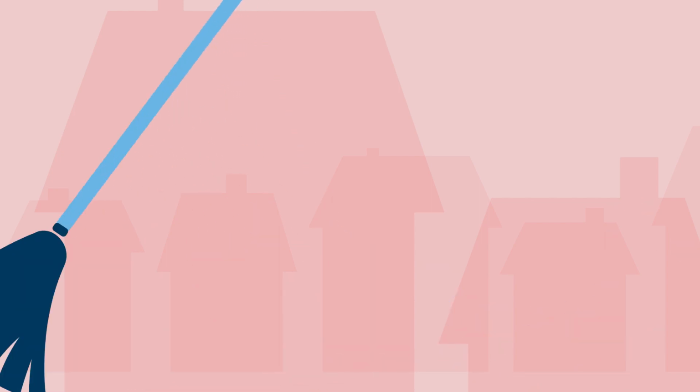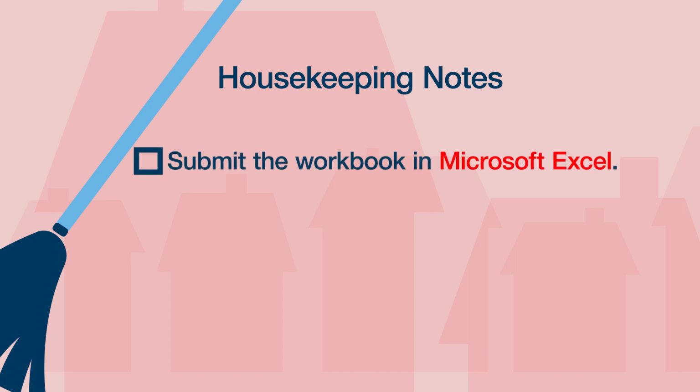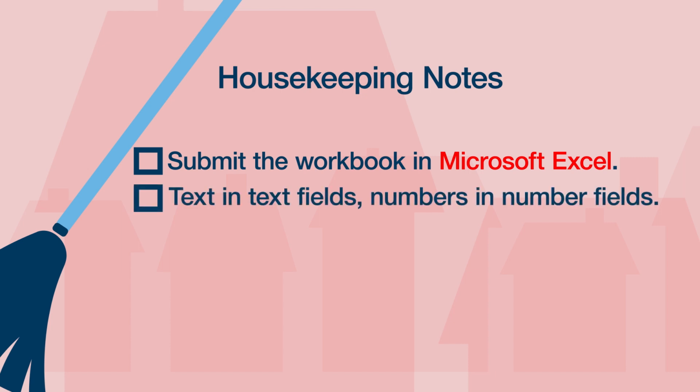Before we walk through how to complete each tab, let's go over a couple of housekeeping notes regarding the report. Please be sure to only open, complete, and submit the workbook in Excel, exactly as you receive it from HUD or TA providers. Do not save or submit the workbook in any other format, like Word or PDF, as your submission will not be processed. When completing each tab, enter text in text fields and numbers in number fields only. Number fields can be easily identified, as they will all be pre-populated with zeros.